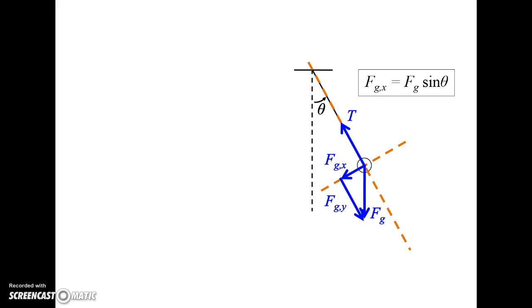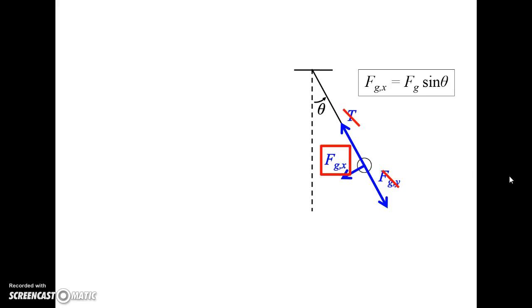Now I'm going to move FGY over to here, onto the axis. Because I've taken care of FG, I've written it with components, I don't need FG there anymore. Tension and FGY perfectly balance each other out. So the net force is just FGX. I've put a negative sign because it points to the left, and also it's opposite the displacement.